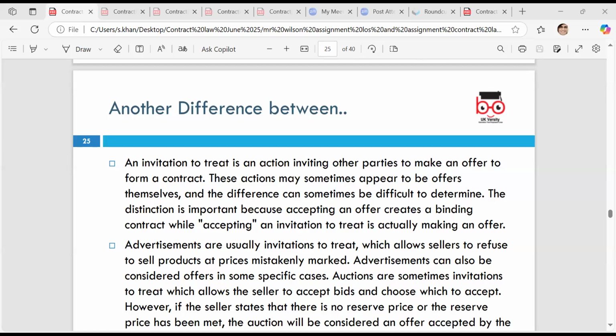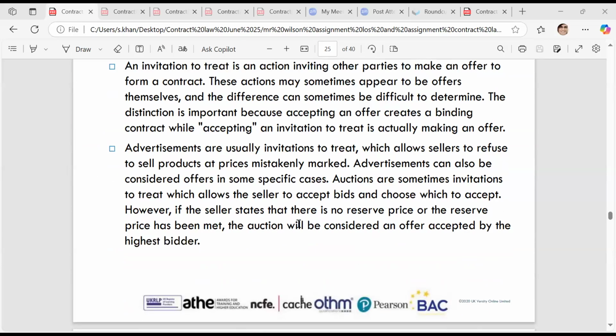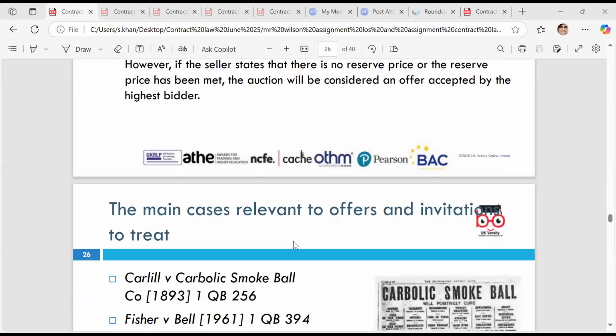So once an invitation to treat is made, can an ITT become an offer? ITT, invitation to treat. Yes, it can become an offer. The example we used was the book. It was an ITT at the start, inviting people in to get the book. Then you pick the book up, that's an offer. And then when you pay for it, that's acceptance. So it can.